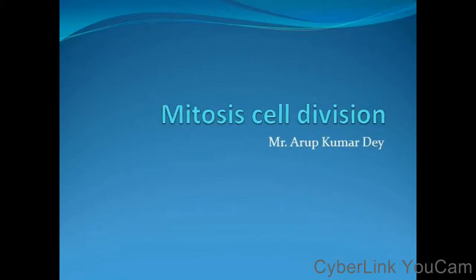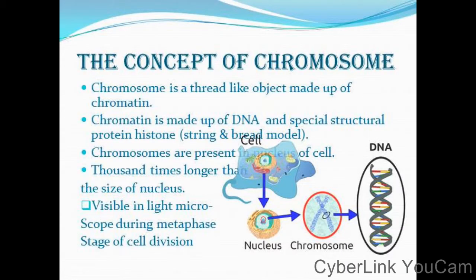We will discuss in this class about mitosis cell division. Now let's talk about the concept of chromosome. Chromosome is a thread-like object made up of chromatin. Actually, this chromatin is made up of DNA and a special type of structural protein called histone.